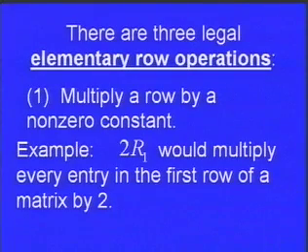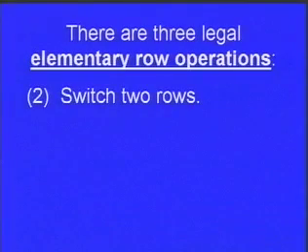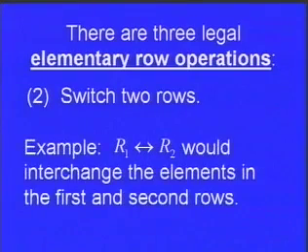Okay, another of the elementary row operations is you can switch two rows. I can actually take the elements, for example, that are in row 1 and switch them with the elements in row 2. So if I had R1 switch with R2, that would interchange the elements in the first and second rows.